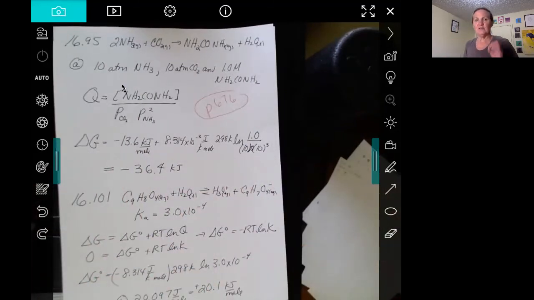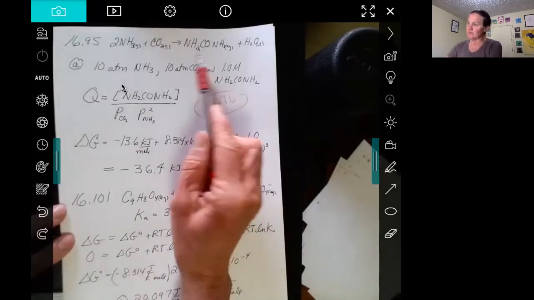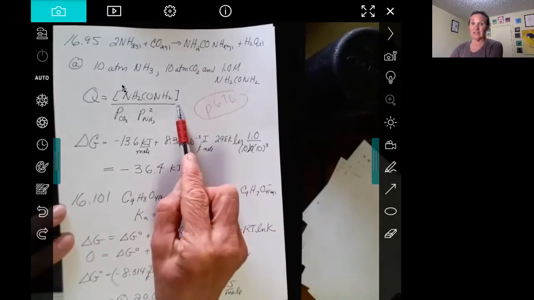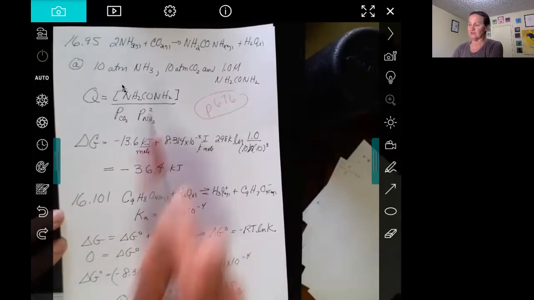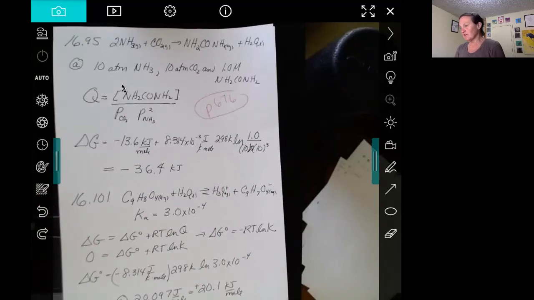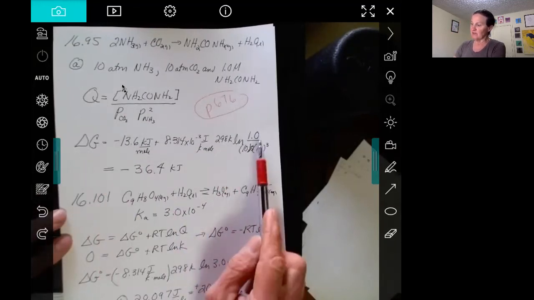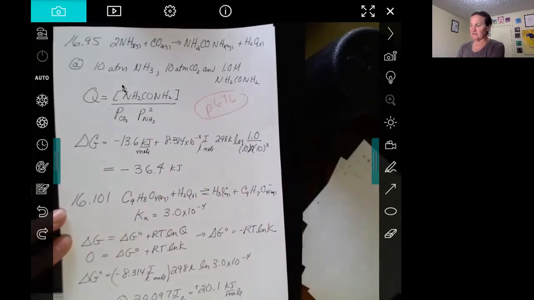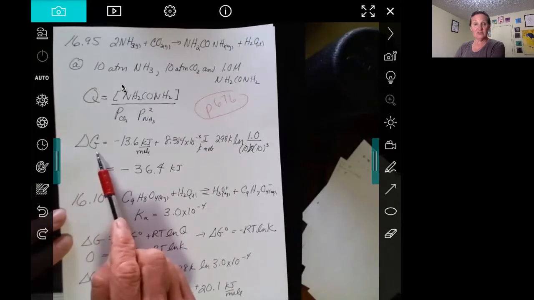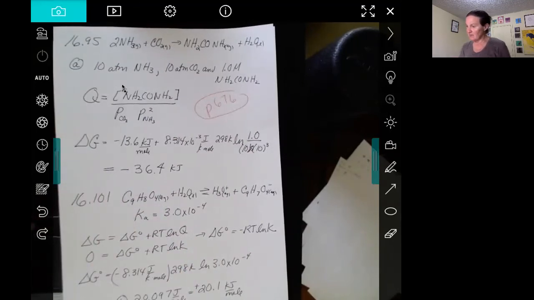That means you have to work in the units that correspond to the standard state of each thing you're talking about. So for the urea, we have to work in units of molarity, and for the gases, we have to work in pressures of atmospheres, which looks very funny to you, but that's the only way it makes sense. Natural log of 1 would only be true if you're working in the standard state conditions, and then delta G would be equal to delta G naught.